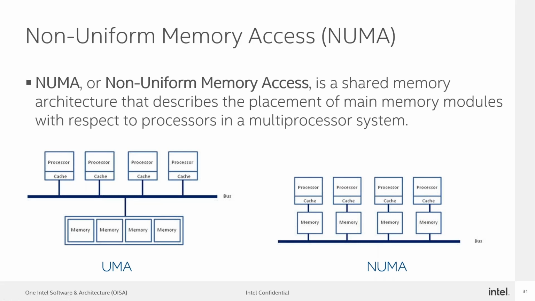So obviously the local memory access is much faster than the remote memory access. For the usage scenarios on Intel Xeon servers, we need to avoid remote memory access as much as possible.